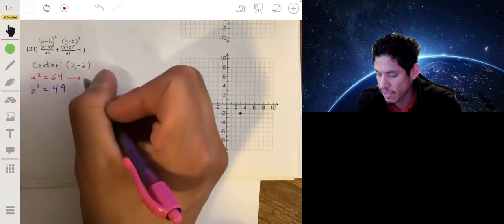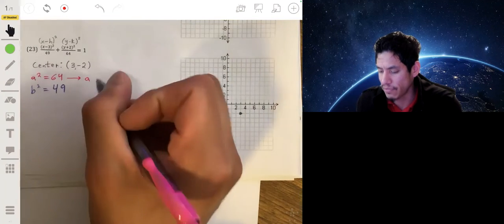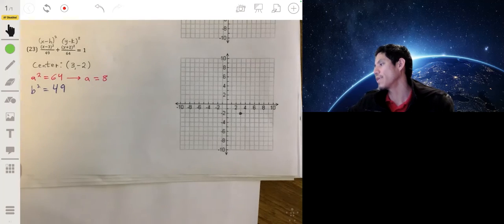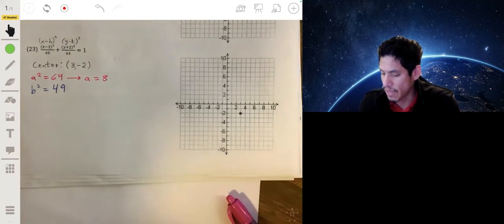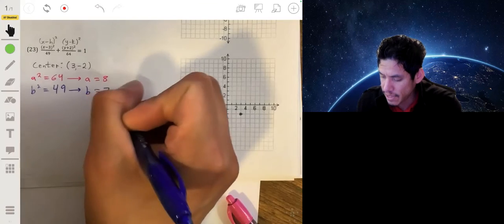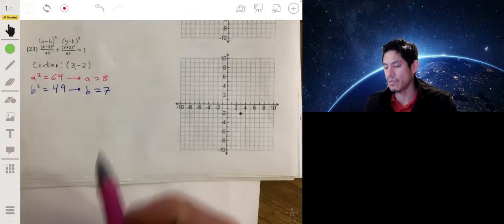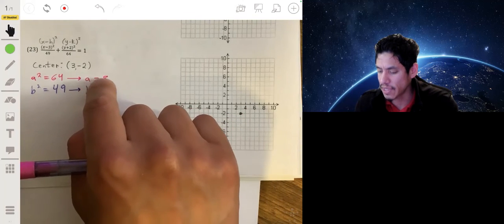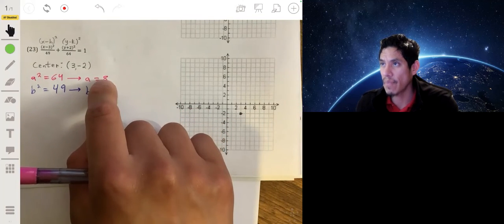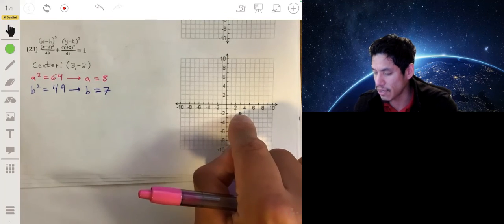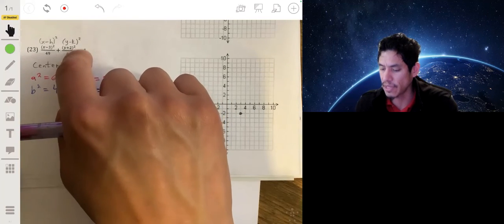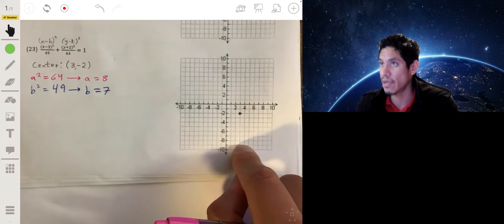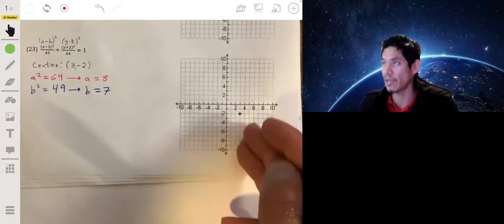So if we solve for a, we would take the square root of 64, and we would get a is equal to 8. And then if we solve for b, we would get that b is the square root of 49, and that b is 7. Okay, so where do we go from here? So now this tells you again where the vertices are, and we would start at the center, and since this is a vertical ellipse, the vertices are going to be 8 units above and 8 units below the center, because the vertices are going to be on the major or the longer axis.